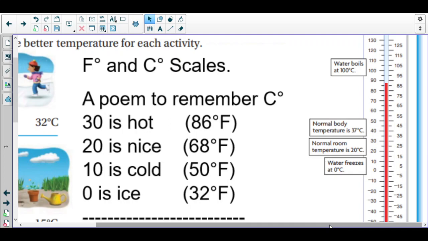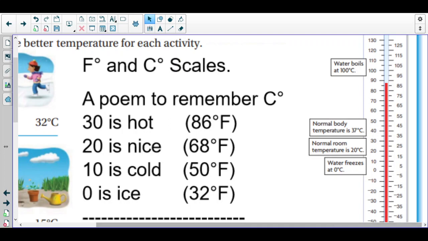As we look at it, 10 is cold. All right, that's 50 degrees. You're probably still going to need a jacket when you go outside. And then 0 is ice. That's 32 degrees Fahrenheit. So if you can memorize this, you can at least get to an understanding of how degrees Fahrenheit and Celsius match up.